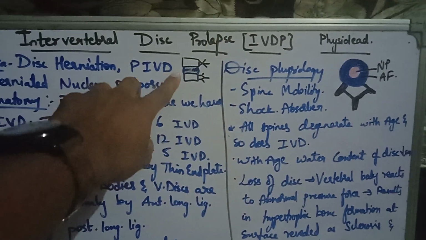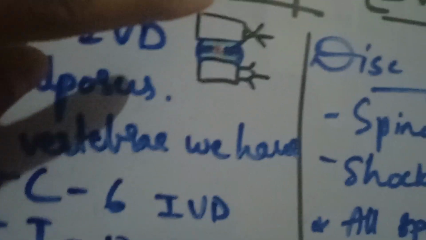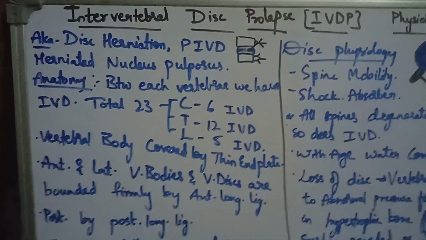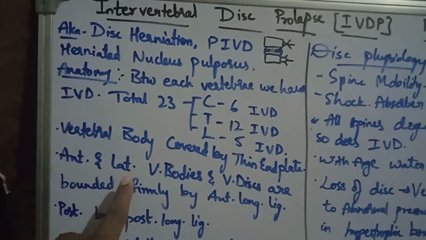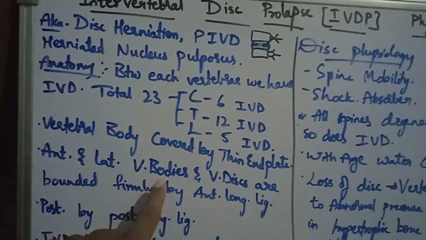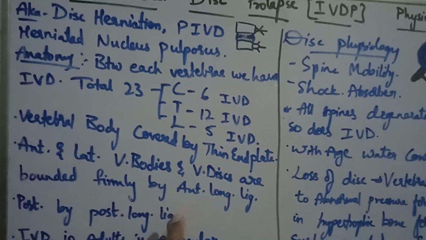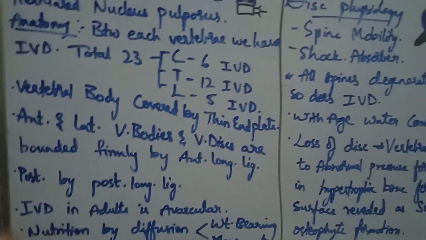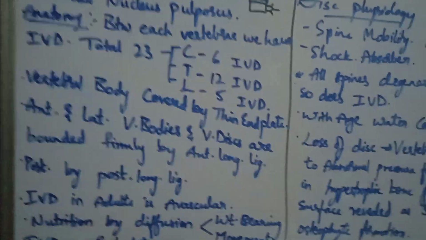Here I have shown you this green color one. I don't know if it's clear or not. This green color one is our end plate, and then the anterior and lateral aspects of the vertebral bodies and vertebral discs are bounded firmly by the anterior longitudinal ligament. The vertebral body along with the vertebral discs is bounded anterolaterally by the anterior longitudinal ligament.